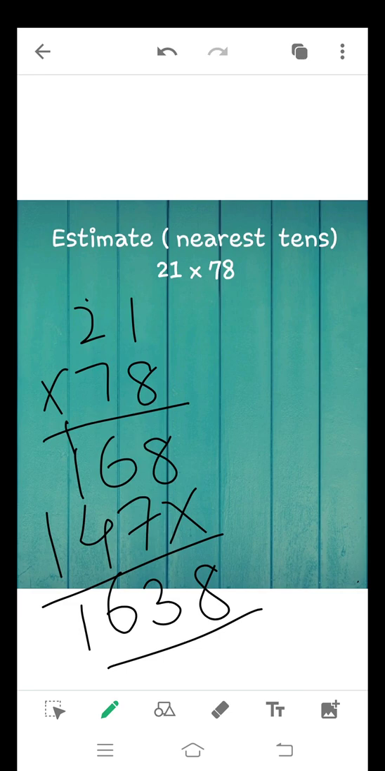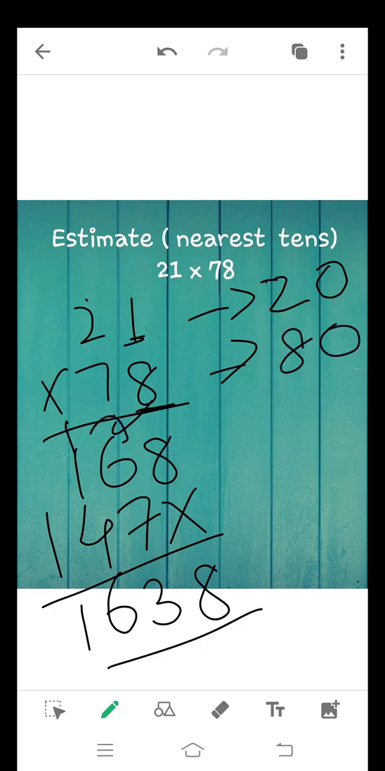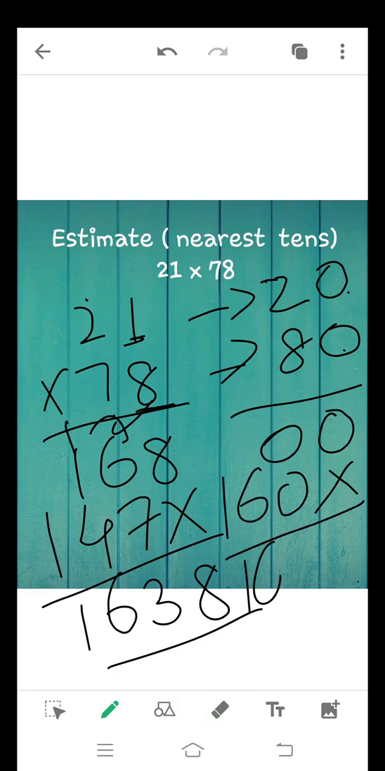Now calculate the estimation. Now here 1 is in ones place and it is less than 5, so the estimation of 21 is 20. Now 78, 8 is greater than 5, so we will add 1 to the tens place, it becomes 80. Now multiply both the numbers. 0 zeros are 0, 0 twos are 0, 8 zeros are 0, 8 twos are 16. The answer of estimated multiplication is 1600.